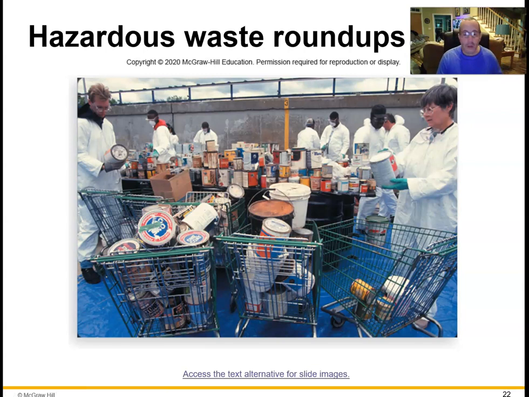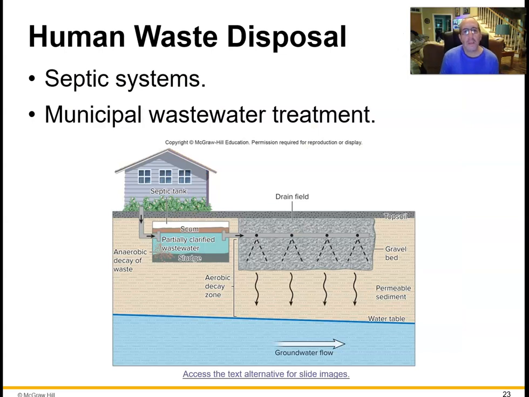Have an area in your home where you can keep these throughout the year, and when your county or community has one of these, take them and they can dispose of these properly.